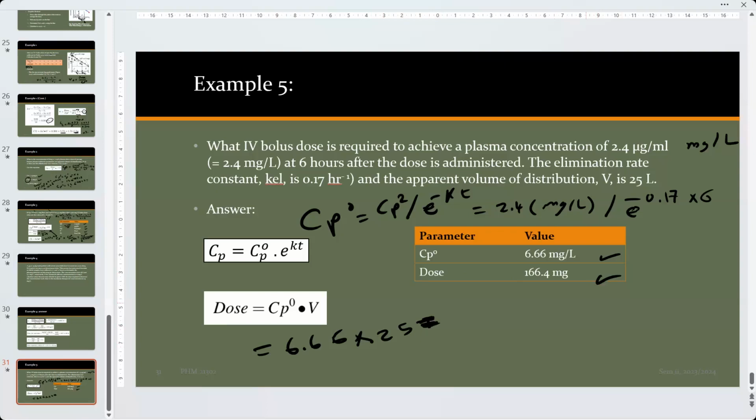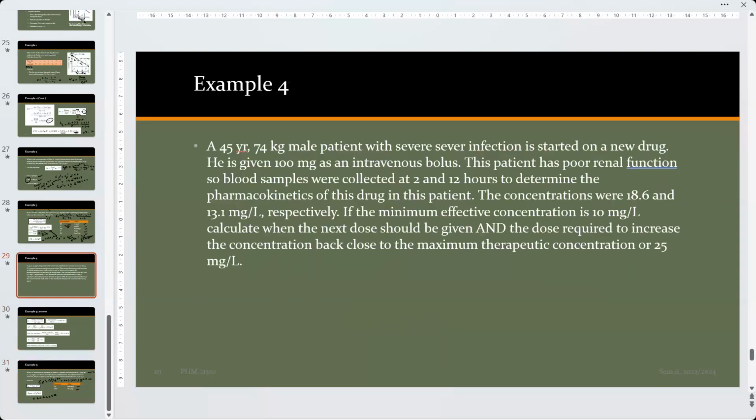I will leave example 4 for the next tutorial. Next session, whether it is written as tutorial or lecture, just bring with you some log papers, and then we will answer this problem and do some plotting of data on semilog papers. We practice how to use them for calculation, and then we can proceed to the next topic.